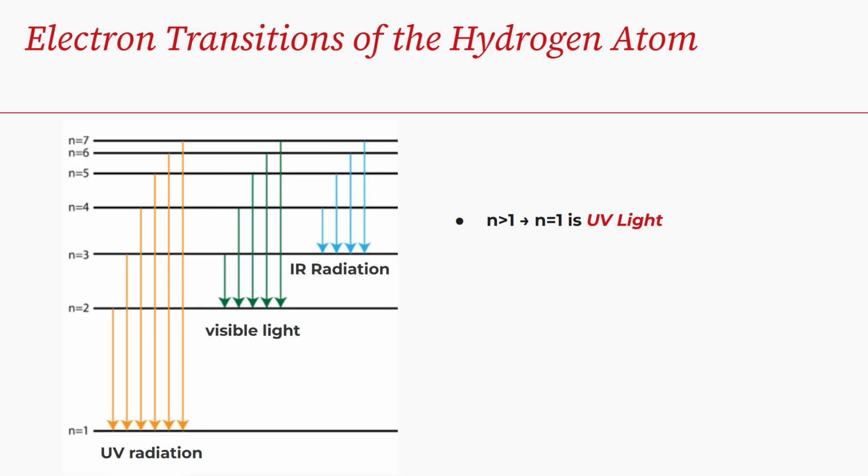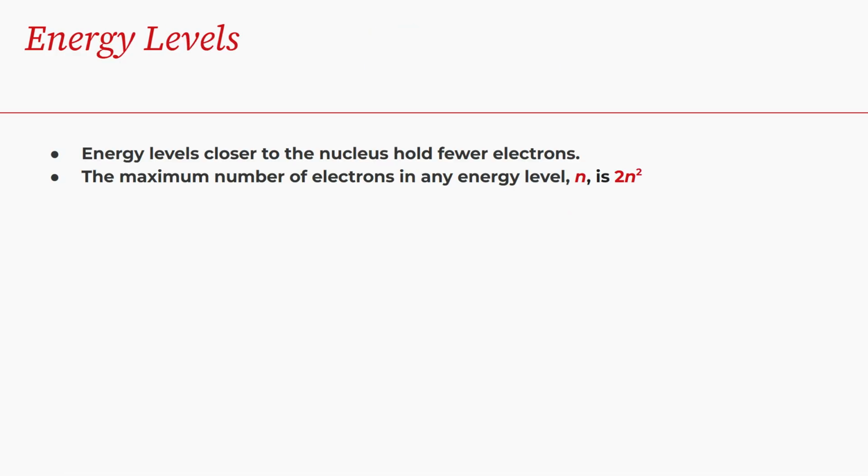So we can think about just a recap of what I said. Anything n greater than 1 traveling to n equals 1 is UV light, anything n greater than 2 traveling to n equals 2 is visible light, and anything n greater than 3 traveling to n equals 3 is infrared light. That will be emitted by the atom.